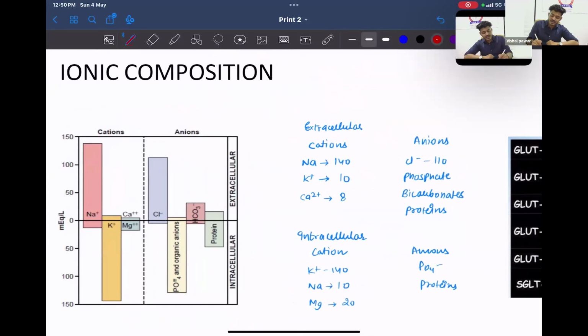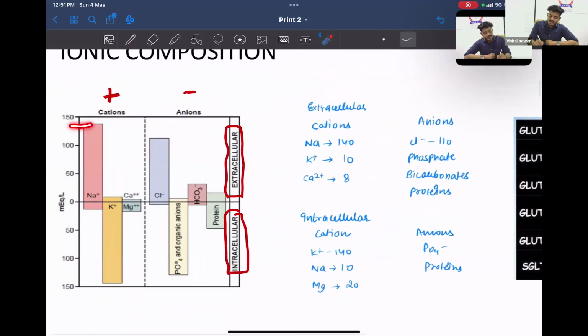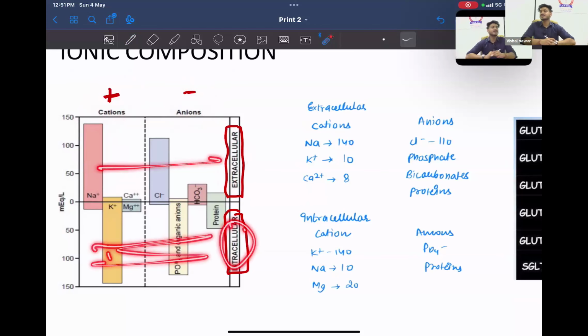Cation means, first thing, the t looks like a positive charge. So cation means a positive charge, and anion means a negative charge. We can have two places: outside the cell and inside the cell, extracellular and intracellular. Extracellular cation will be somewhere around plus 140. Cation is going to be positive, anion is going to be negative.